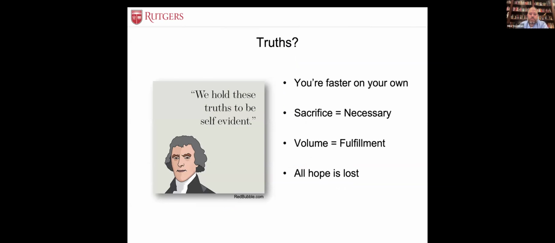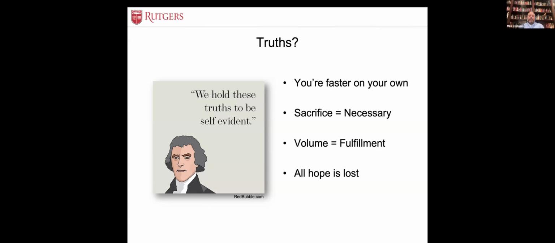So, as a native Philadelphia area guy, I figured I would start with a little Thomas Jefferson here with "We hold these truths to be self-evident." And I put truths with a question mark for a reason. Because there are certain things that are true and certain things that are not true. And a lot of these depend on how you're looking at it and from what side of the coin you're looking at. So a common thing is people will say, I'm faster on my own, faster without a resident, I'm faster on my own.